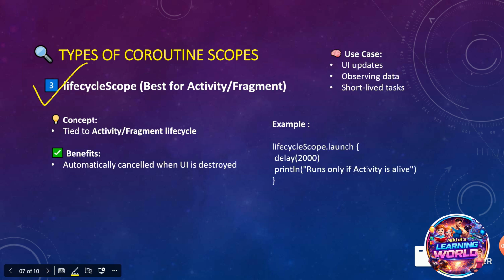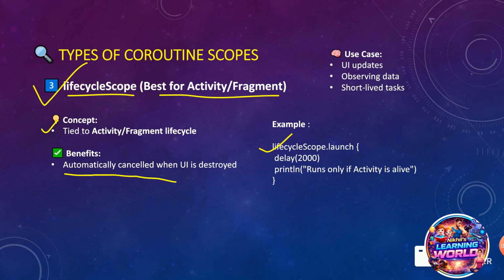Lifecycle scope is a scope tied to the activity and fragment lifecycle. For example, lifecycleScope.launch { delay(1000); textView.text = "Updated UI" }. So why use it? It is automatically cancelled when your activity or fragment is destroyed. So that's about the lifecycle scope, and it's related to your activity and fragment. When they get destroyed, the lifecycle scope is automatically cancelled.